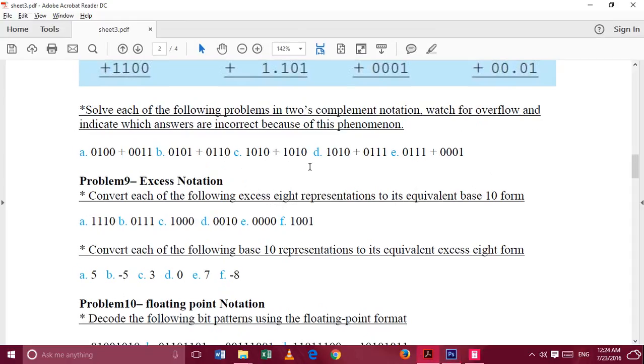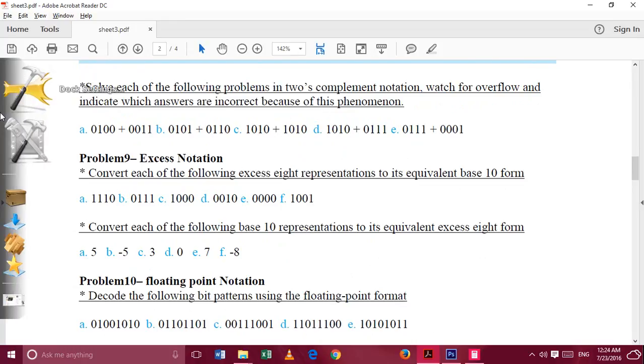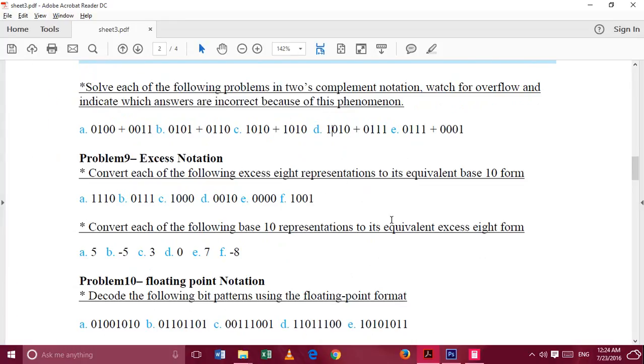Let's go to the following question. Okay, we're done with this here. Now we need to do this. We need to convert the following excess 8 representation to its equivalent base 10.